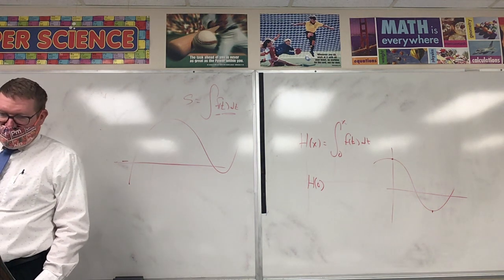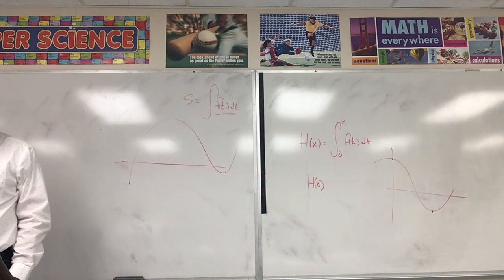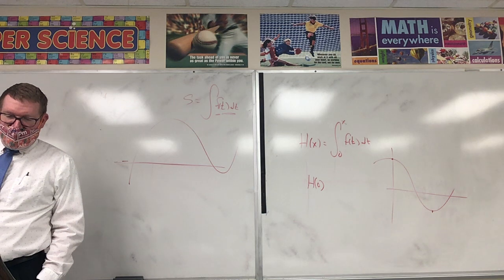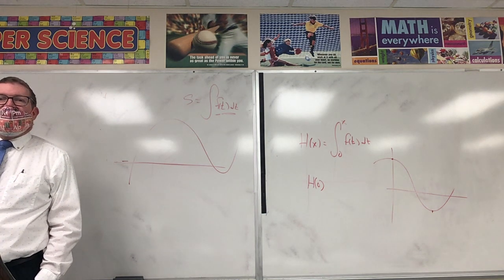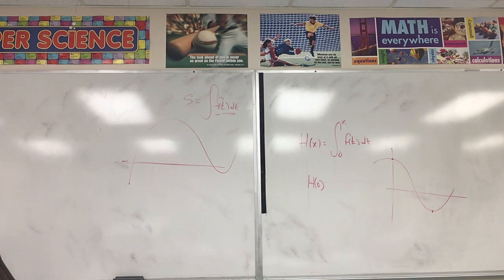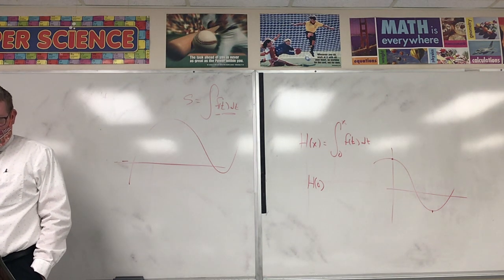And what is the area there? So it's negative. Negative 9, correct. Because I have a triangle, correct? Everybody agree? One half base times height. Base is 3, height is 6. And it's under the curve, so it's negative 9.